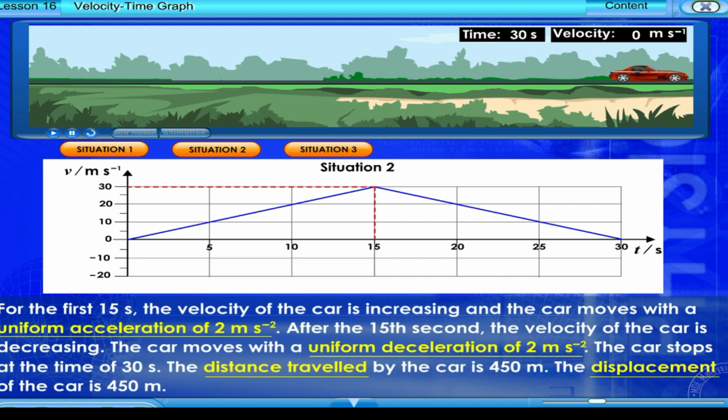For the first 15 seconds, the velocity of the car is increasing and the car moves with a uniform acceleration of 2 meters per second squared. After the 15th second, the velocity of the car is decreasing. The car moves with a uniform deceleration of 2 meters per second squared. The car stops at the time of 30 seconds. The distance traveled by the car is 450 meters. The displacement of the car is 450 meters.